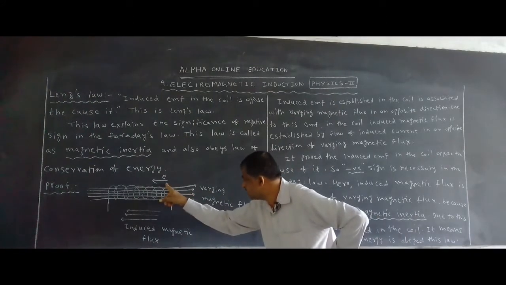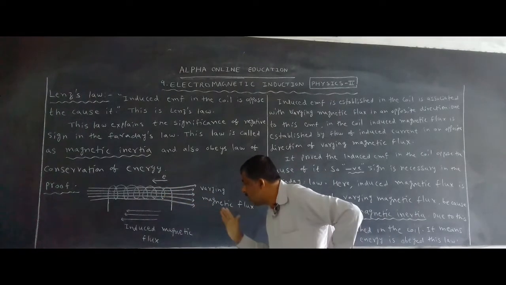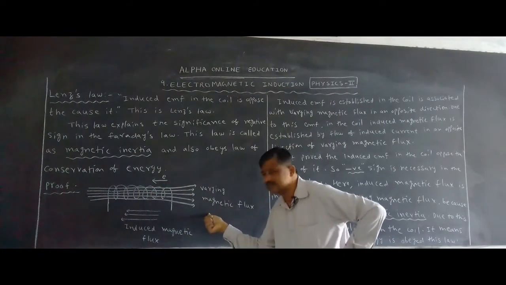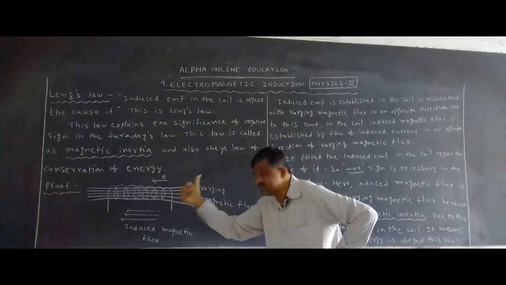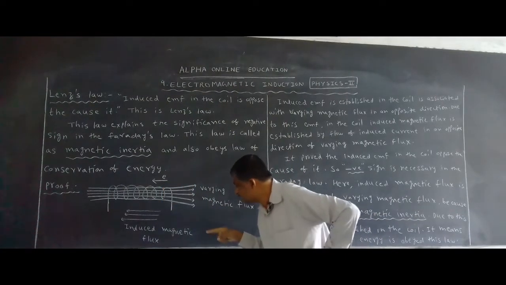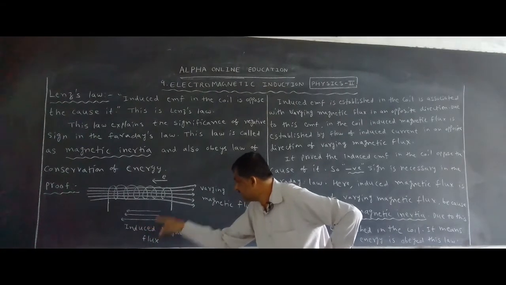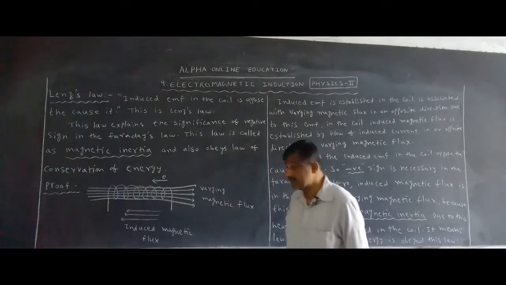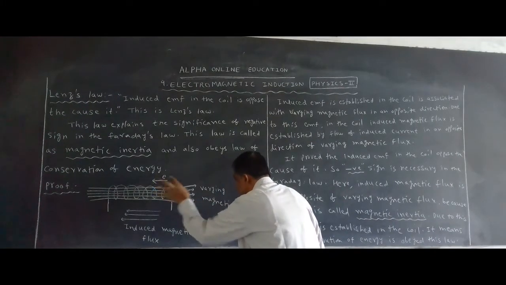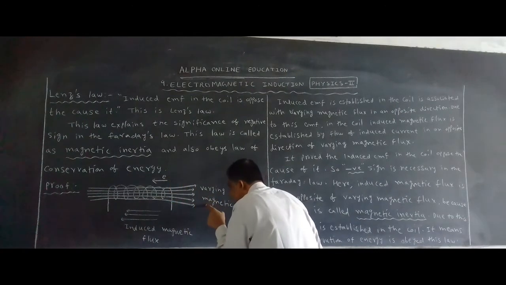That's why this induced EMF opposes. What is the cause for this? This is the cause. To get this, this is the cause, and this is opposed by this. Listen carefully. The cause of induced EMF is the varying magnetic flux.